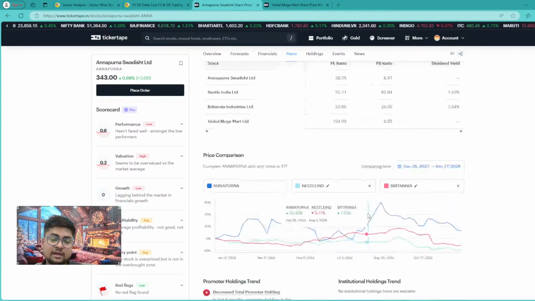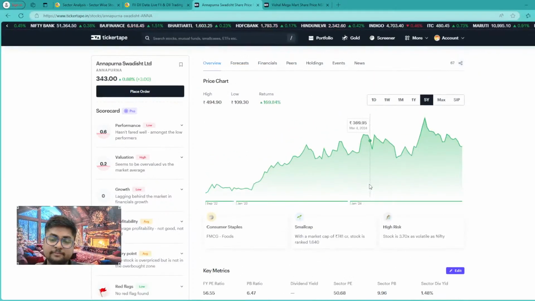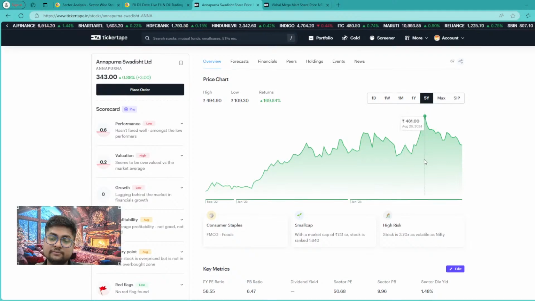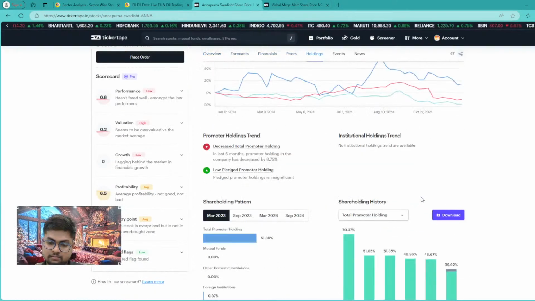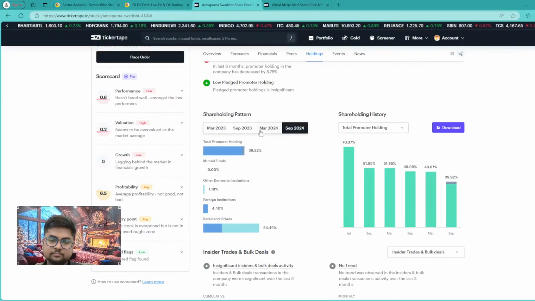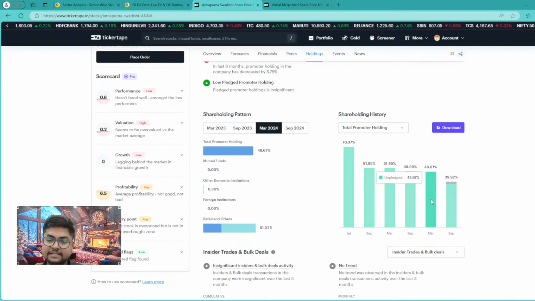So just have a look at the analysis in terms of promoter holding and how the prices are fluctuating. If we look at August 26, the price was 481.24, right? From March, the price was 48.67%, and it has decreased to 39.92%. So maybe promoters are selling their stocks at a very bad pace, and they are causing a decrease in the price. So it is around 39.92% as of now.